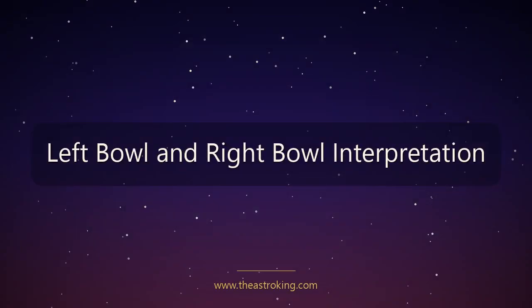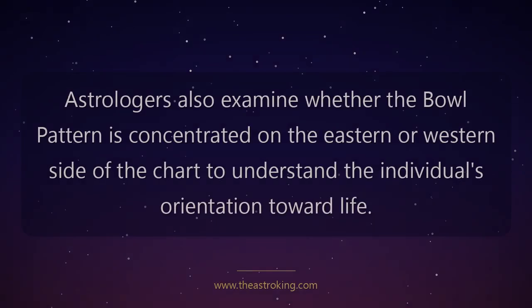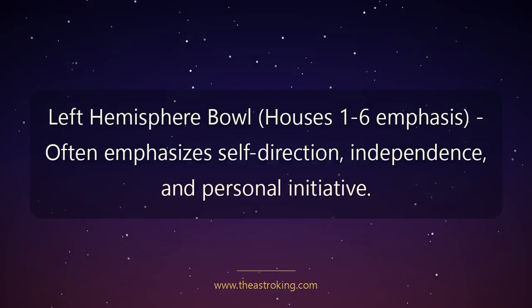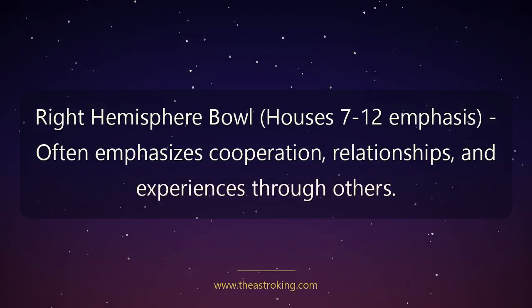Left bowl and right bowl interpretation. Astrologers also examine whether the bowl pattern is concentrated on the eastern or western side of the chart to understand the individual's orientation toward life. Left hemisphere bowl, houses 1 to 6 emphasis, often emphasizes self-direction, independence, and personal initiative. Right hemisphere bowl, houses 7 to 12 emphasis, often emphasizes cooperation, relationships, and experiences through others.